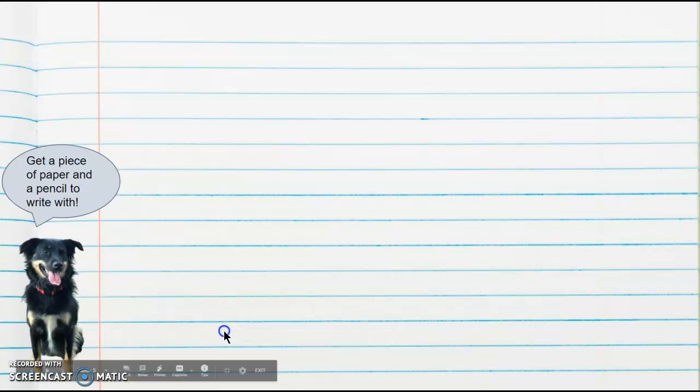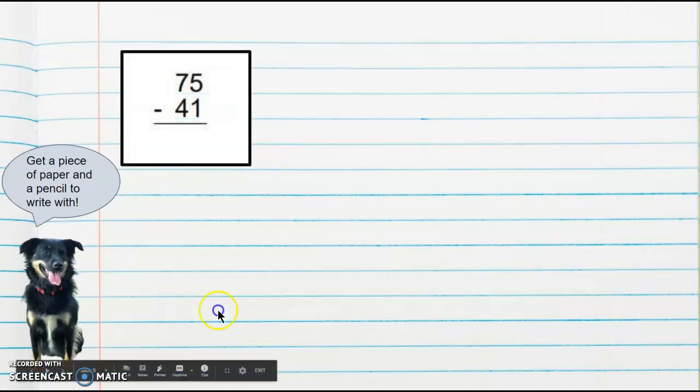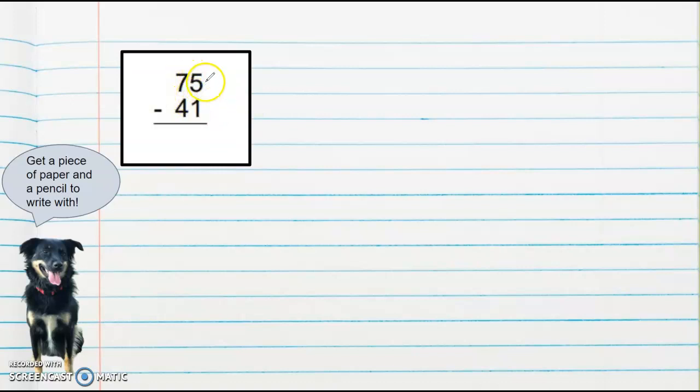Let's go ahead and take a look at our first subtraction problem. So we have 75 minus 41. Whenever you're subtracting, if your bigger number is on top, you're good to go. You can subtract. So if I have 5 and I take away 1, I have 4. Now we're going to go to the tens place. 7 minus 4 is 3. So this one was pretty easy. I didn't have to borrow. I didn't have to go next door at all.